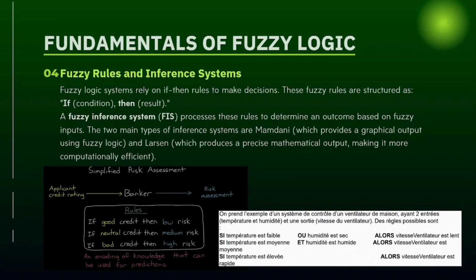Now, once you did the fuzzification, which is taking a crisp input and making it into fuzzy variables, this set of fuzzy rules will take these fuzzy variables and output other fuzzy variables. They are the decision, the output of our system. For example, if good credit, then low risk. If neutral credit, then medium risk. We are talking here about the bank system. If bad credit, then high risk.